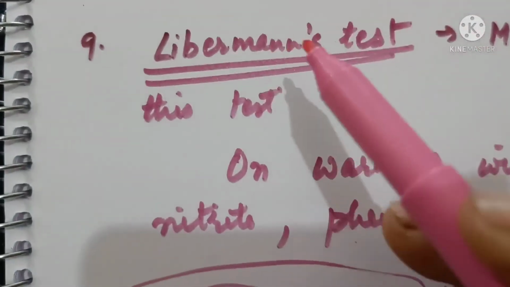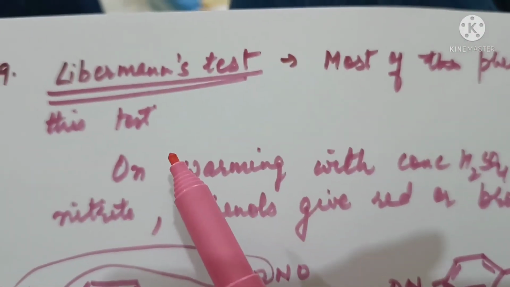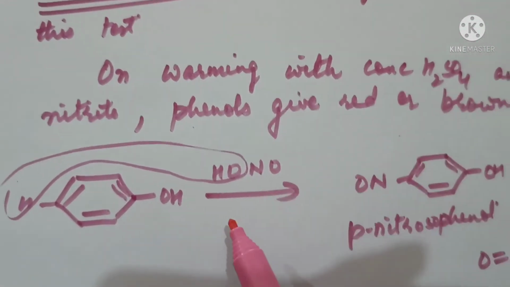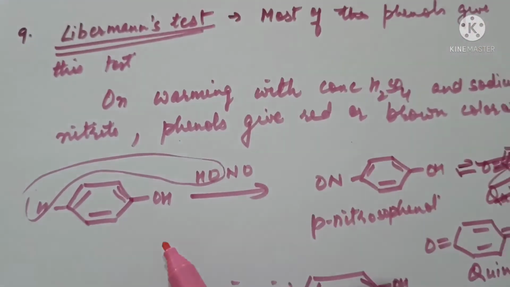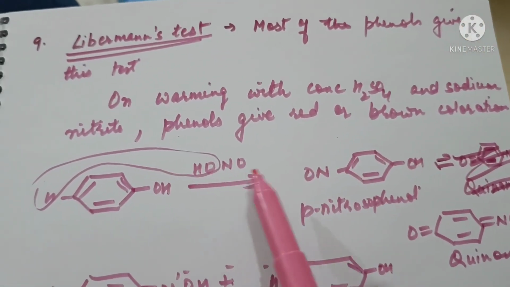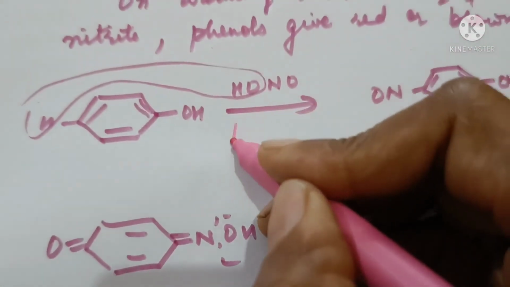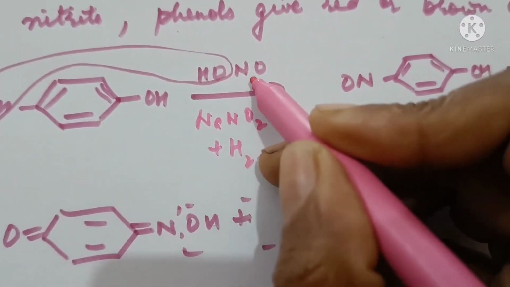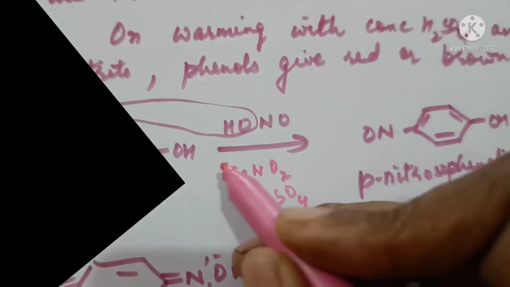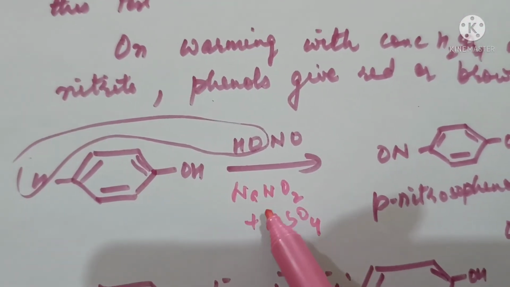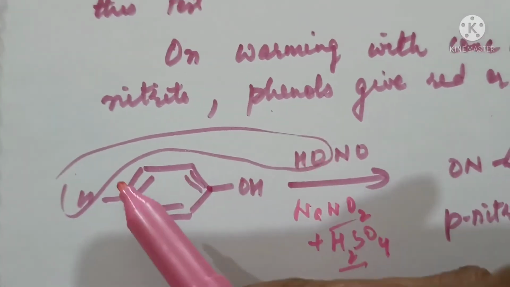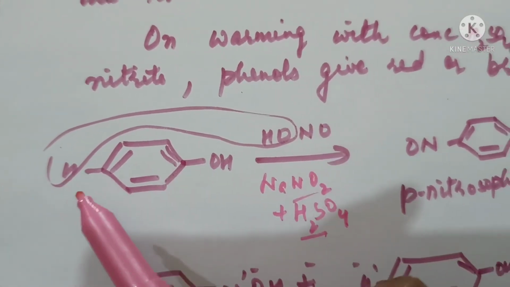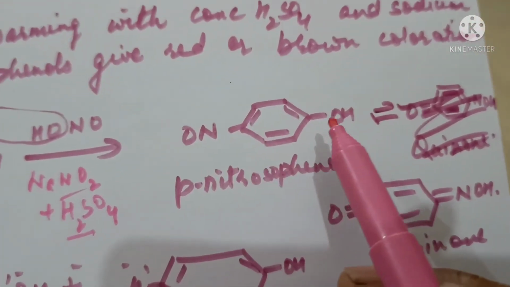Next test is Liebermann's test. This test is also used to detect phenols. When we warm a phenol with concentrated sulfuric acid and sodium nitrite, the NaNO2 and H2SO4 combine to form nitrous acid. So whenever we warm phenol with sodium nitrite and sulfuric acid, the para position hydrogen reacts with OH of nitrous acid to form water, and NO gets attached. So we get para-nitrosophenol.